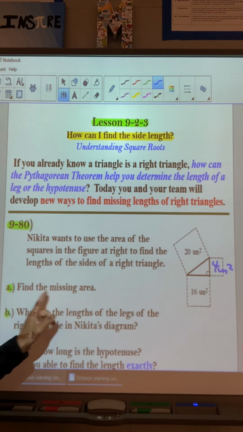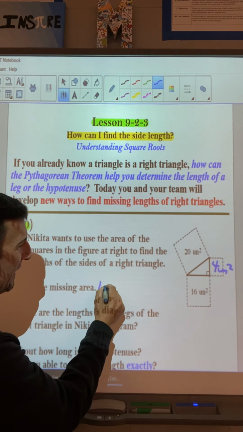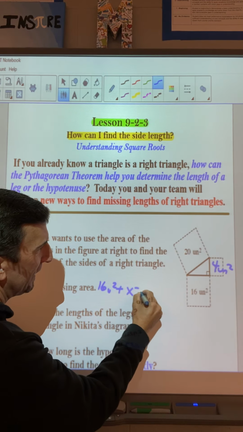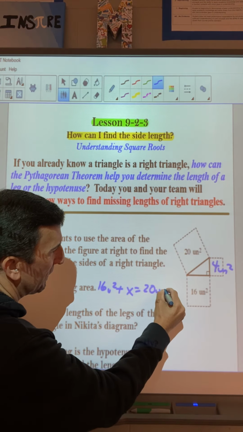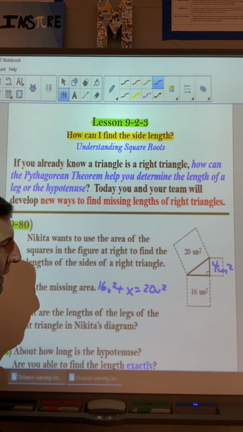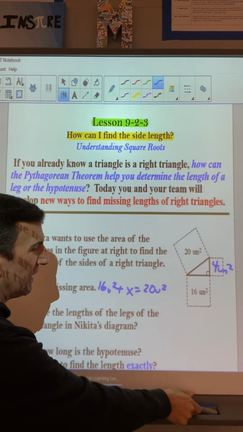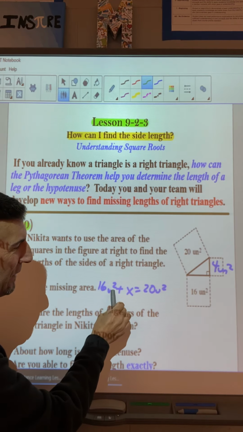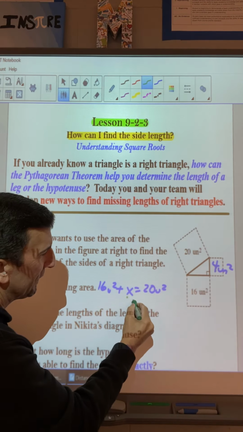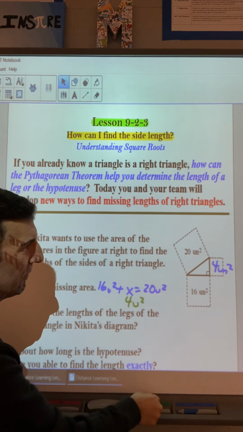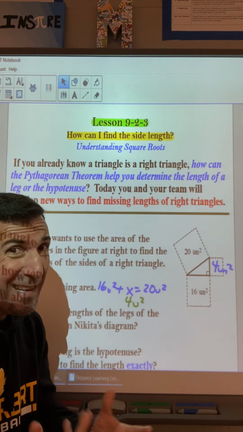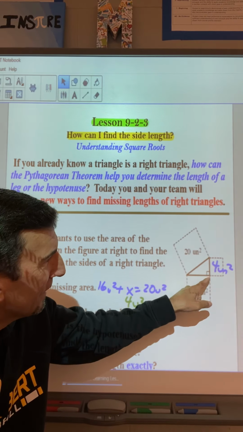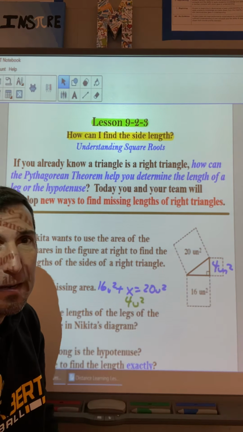So when it says find the missing area, we had 16 units squared plus x equals 20 units squared. And so we had to figure out that one, which for us at this level of math, there's not a whole lot to do other than that we know that 16 plus 4 is going to equal 20. Now, taking the next step, with this information, you should be able to tell me how long this is, how long that is, and how long that is.